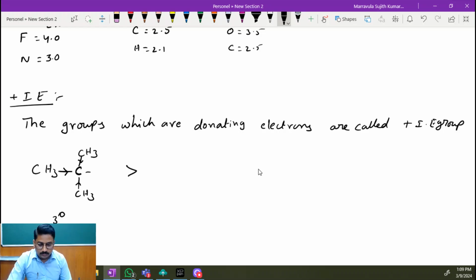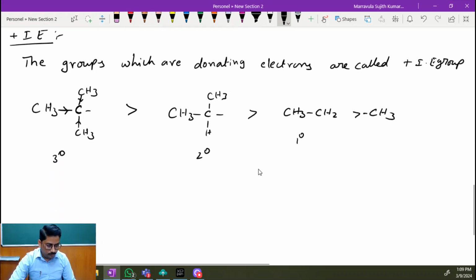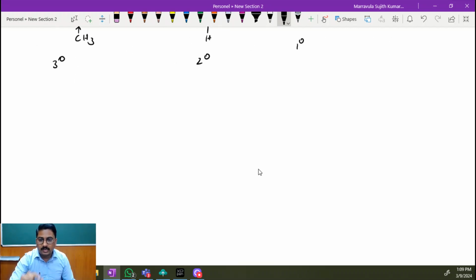So it has greater strength than CH3 and H. This is secondary, and CH3 CH2 is primary, and CH3 is the normal methyl group. So these are the plus IE groups. So this is the simple plus IE and minus IE groups, and going to that, you have to know some important points in this IE. IE means inductive effect.